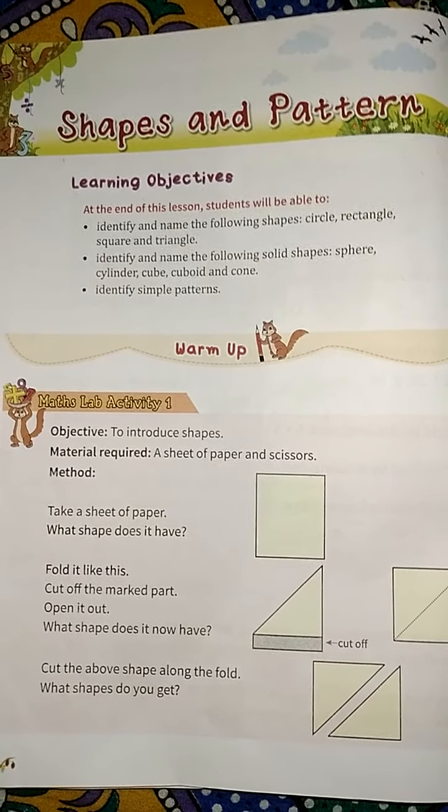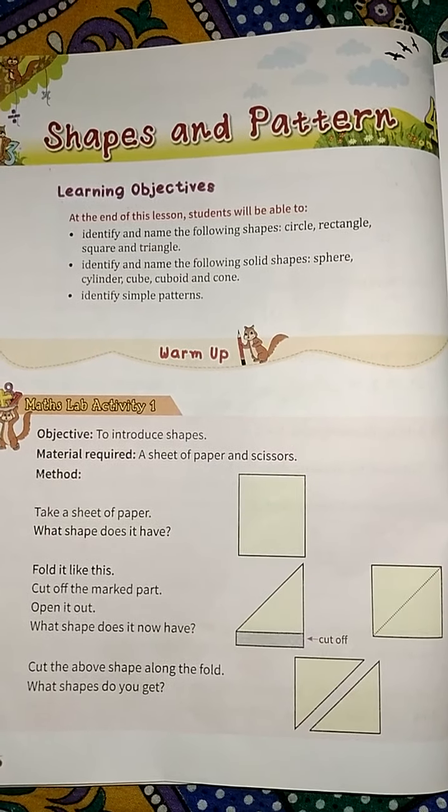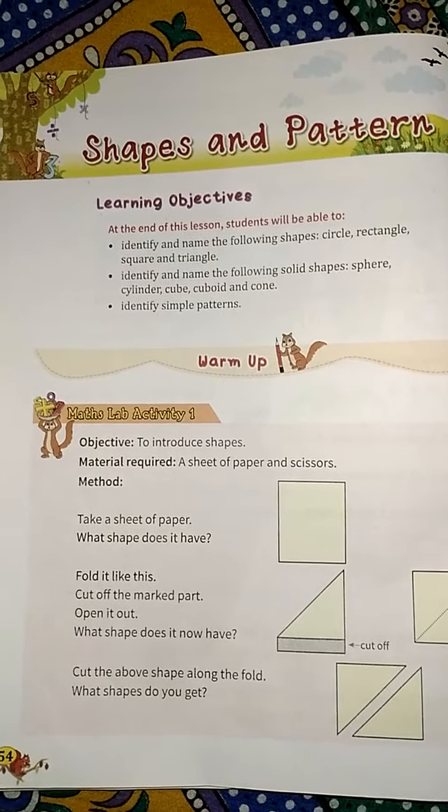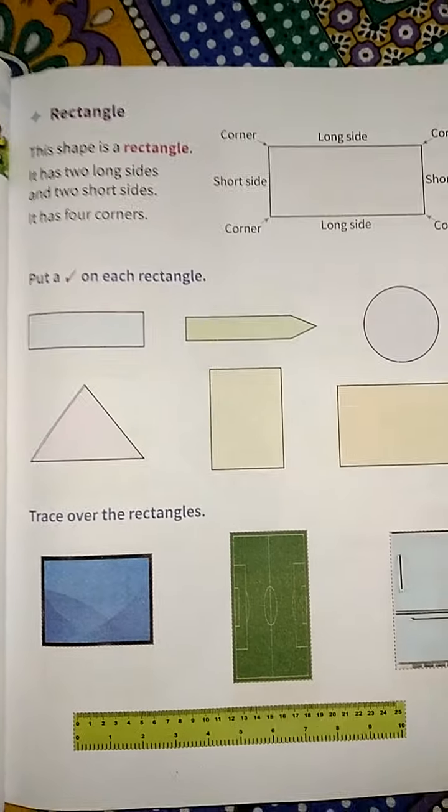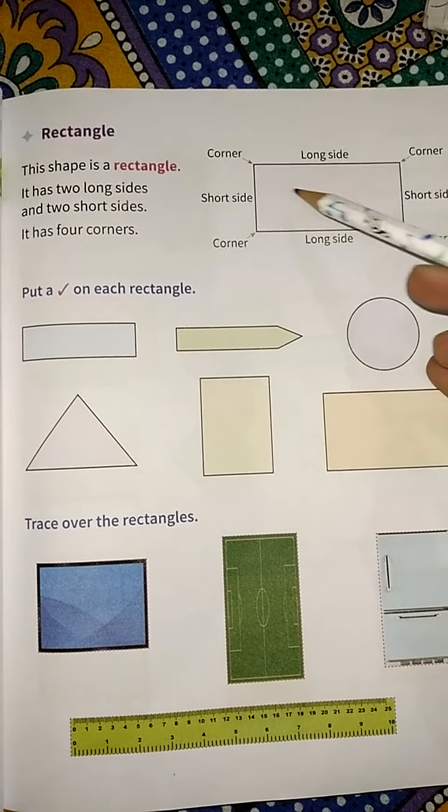Hello students, today we will start with chapter 4, Shapes and Pattern, on page number 54. Okay. The first shape is rectangle.